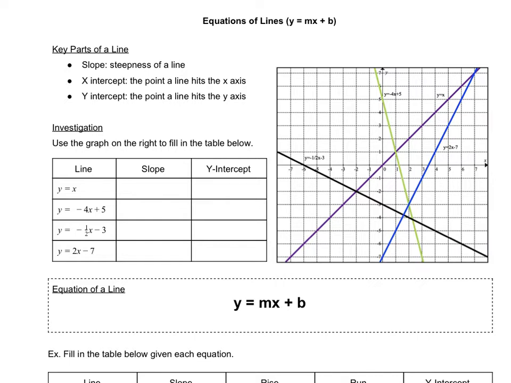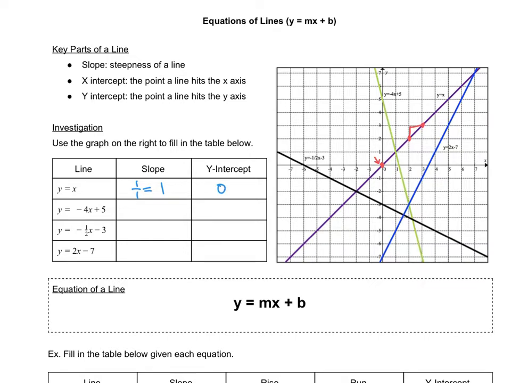So we're going to just look at these four lines and write down the slope and the y-intercept. The first line is y equals x, which is the purple line. If I'm trying to calculate my slope here, I'm just going to pick 2 points that I can clearly read off. So maybe here's a nice point, here's a nice point. I'm rising 1 and I'm running 1, which means my slope is 1 over 1, or 1. The y-intercept is right at the origin, so it's 0.